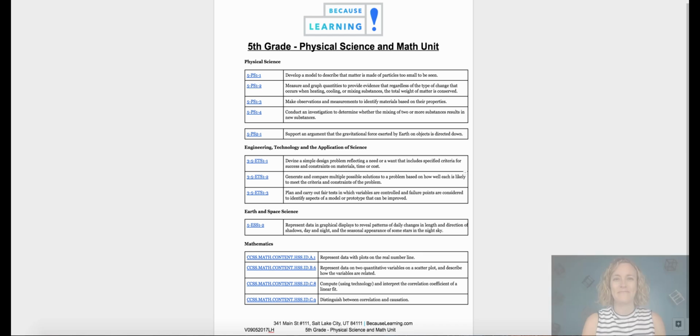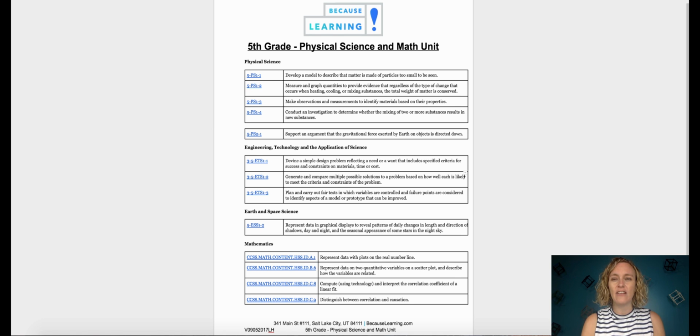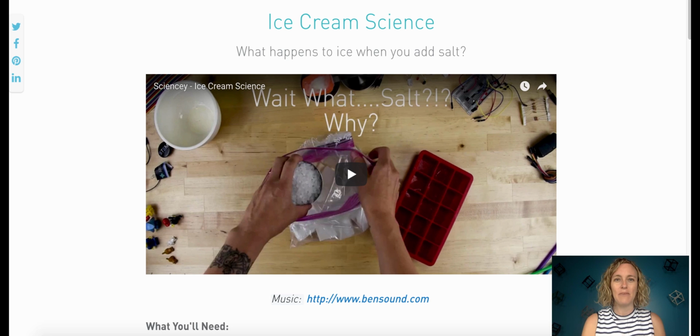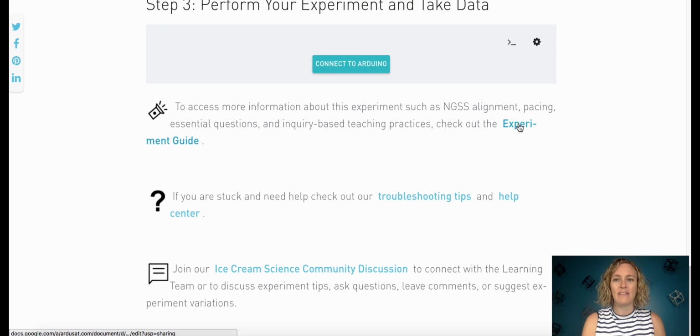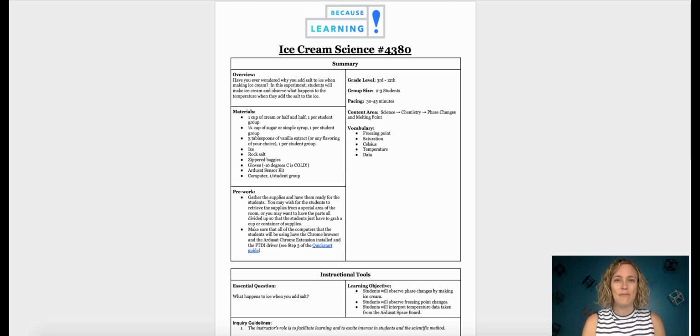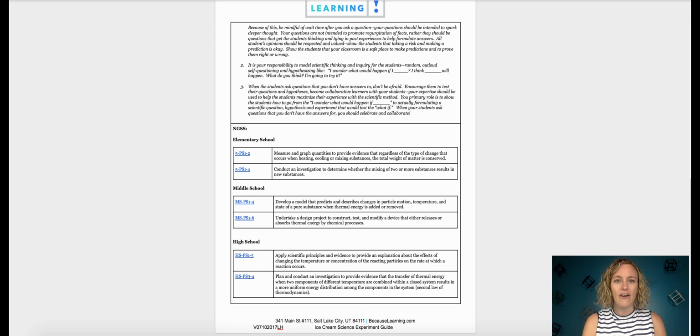Let's take a look. The Because Learning 5th grade Physical Science and Math unit comes tied to the NGSS standards. This unit includes physical science, engineering technology and the application of science, earth and space science, as well as some Common Core mathematics. NGSS standards can be found at the end of each lesson by clicking on the experiment guide. The experiment guide contains information such as appropriate grade level, recommended group size, recommended time, and the content area. At the bottom of the experiment guide are the specific NGSS standards for that lesson.